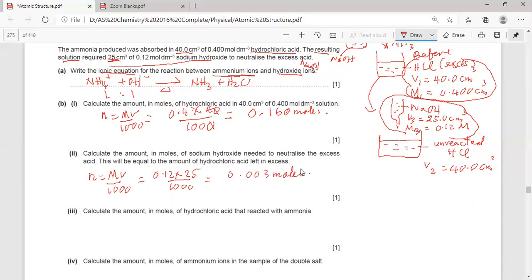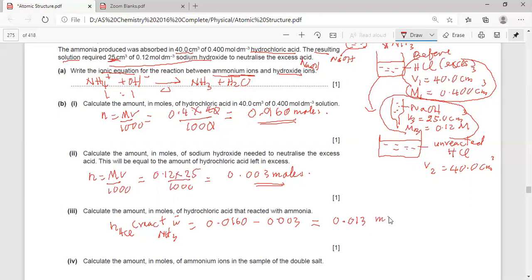I think I got it wrong here. It's 0.0030. Check it out. Calculate the amount of HCl reacted with ammonia. Now this is before, and this is excess. So the number of moles of HCl reacted with ammonia is 0.0160 before, minus after reaction, the remaining excess is 0.003. Because I have it all calculated out, it's easier for me.